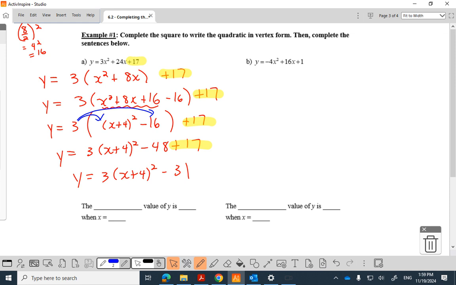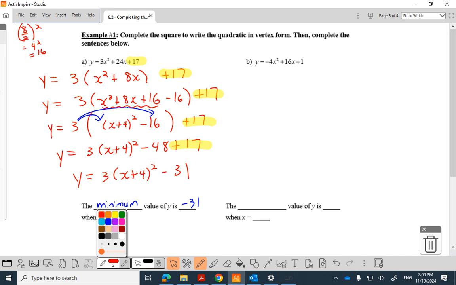Minimum, because it's opening upwards. So the minimum value of y is, yeah, that y value of the vertex, that's its minimum value, and that happens when x equals -4, the x value goes from positive to negative there. Well, tell me about your questions.